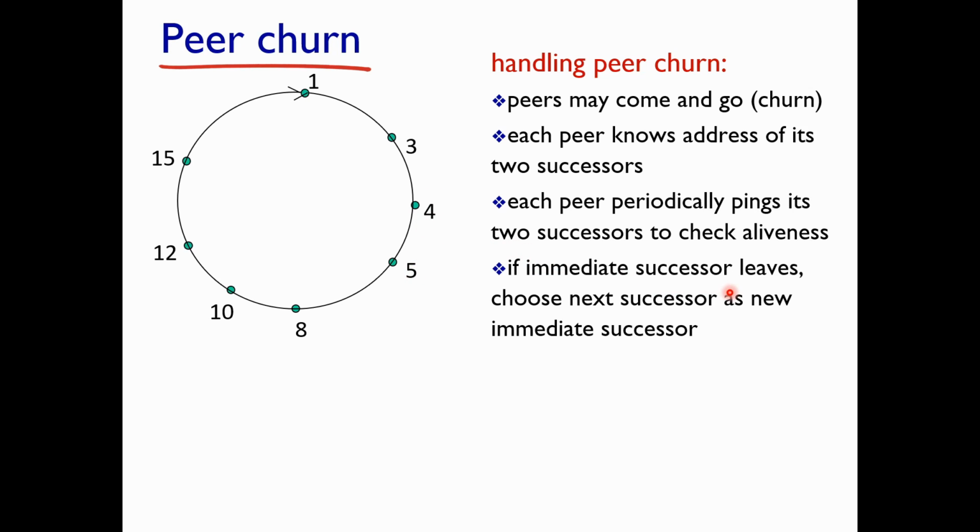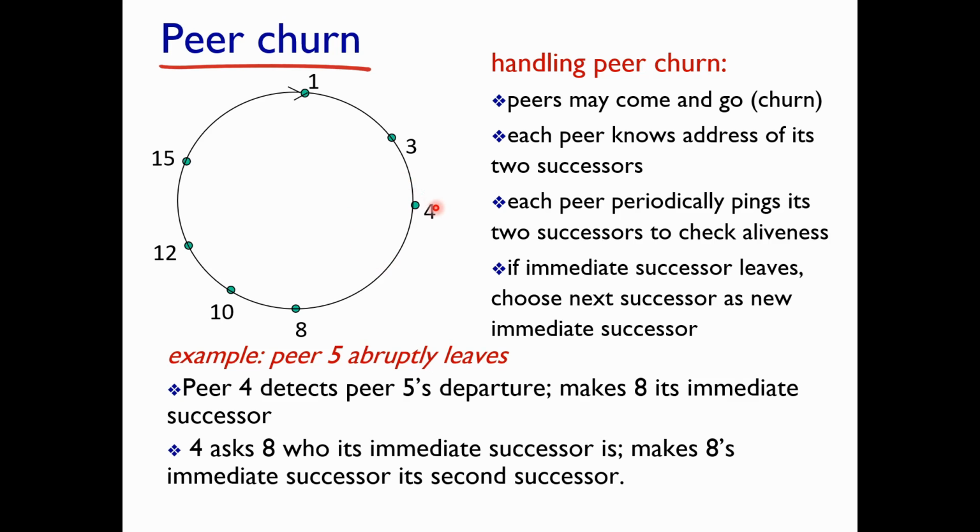Suppose the immediate successor leaves, then the next successor will be chosen as the new immediate successor. Suppose the peer 5 leaves abruptly. Then the peer 4 detects the peer 5's departure and makes 8 its immediate successor. 4 then asks what is the immediate successor of 8, that is 10. Now this 10 will be made the second successor for the peer 4. That's how the peer churn is handled.